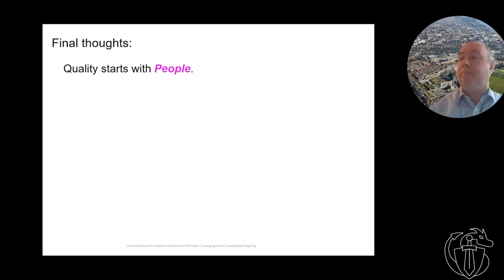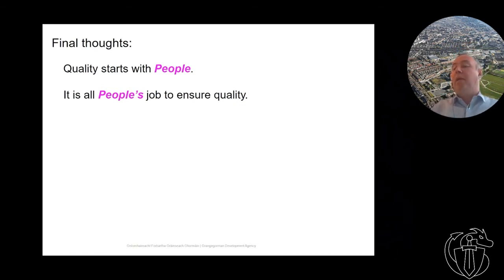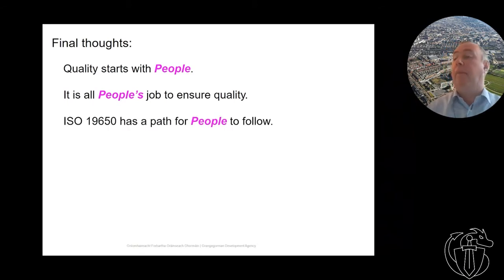So, just as a final thought, quality starts with people, and then it's all people's job to ensure quality happens. It's everybody's job to make sure that happens. ISO 19650 has a path for people to follow to give this quality, and then finally, quality work makes happy people.